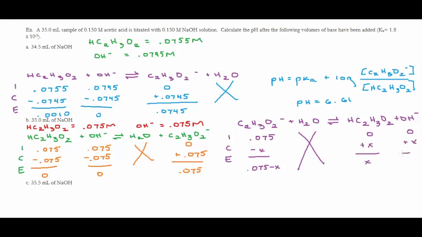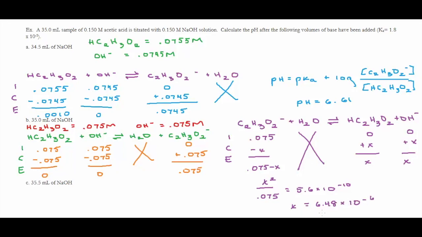I'm going to have x here and x here, and so when I solve, it's going to be x squared over 0.075 equals, well, this is a Kb problem, so make sure that you take the Ka and convert it to Kb by taking 10 to the negative 14th and dividing it by Ka. And what you get is 5.6 times 10 to the negative 10th. And this actually follows the rule of 100, so that's why I got rid of the minus x. And so when I solve for x, what I end up getting is 6.48 times 10 to the negative 6.